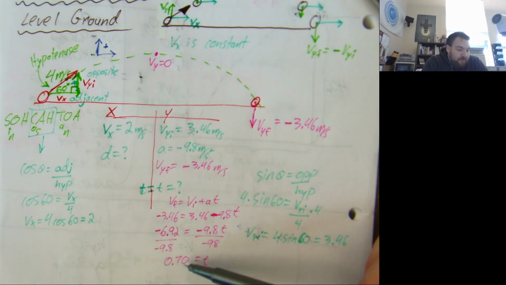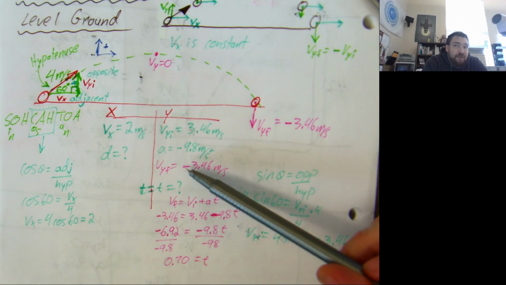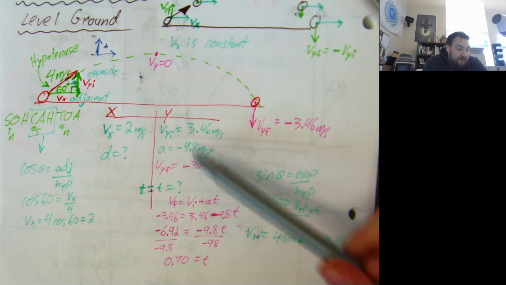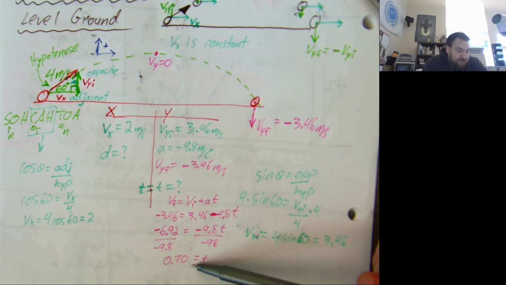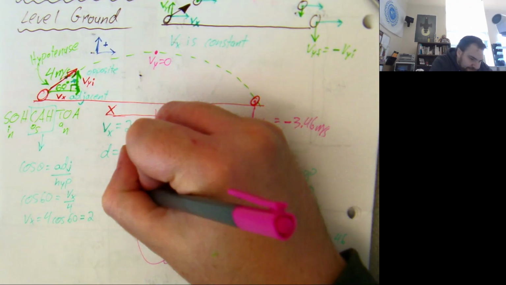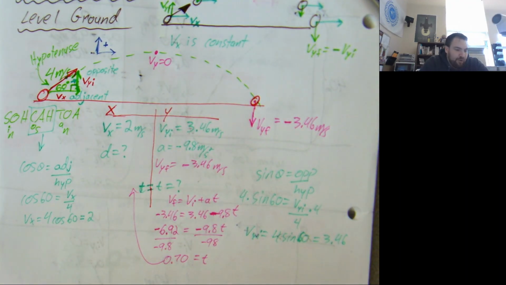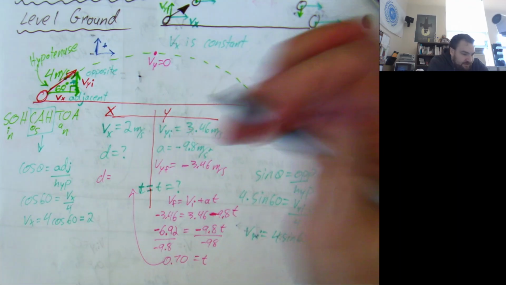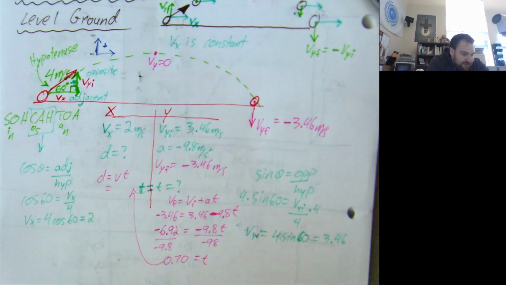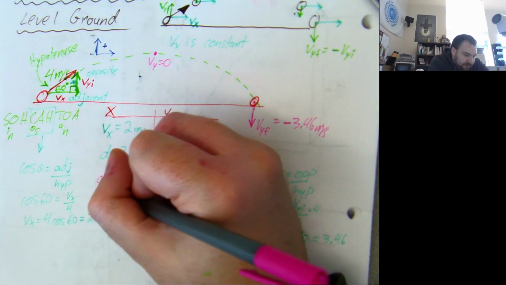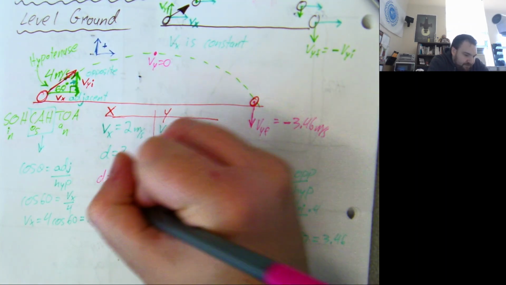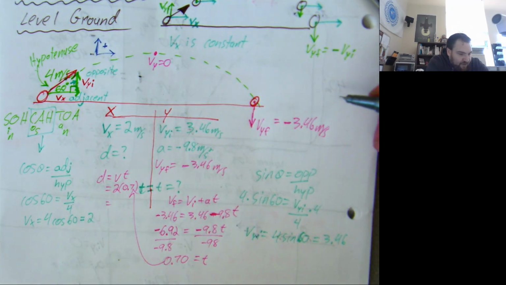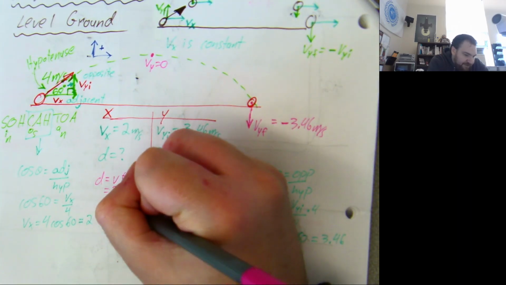Now all we've got to do, bring in this. So we found the time. Now this is the total flight time, because we used Vy final to be negative Vy initial. So now all we've got to do is take this and bring it up here. The horizontal range then is going to be d equals v times t. So this is going to be 2 times 0.7. That gives us a horizontal distance of 1.4 meters.